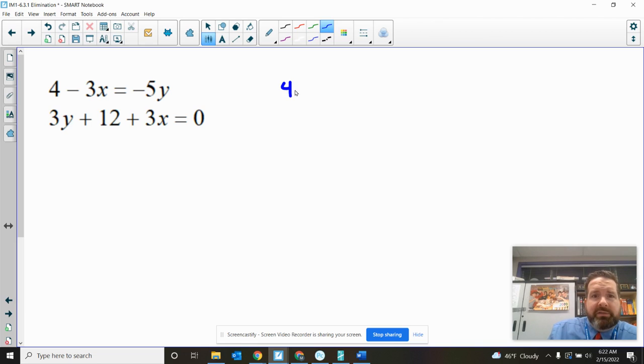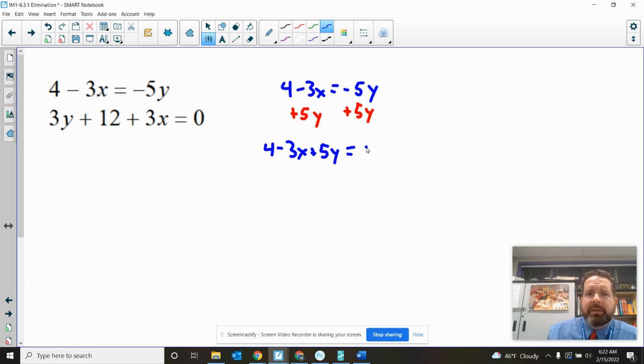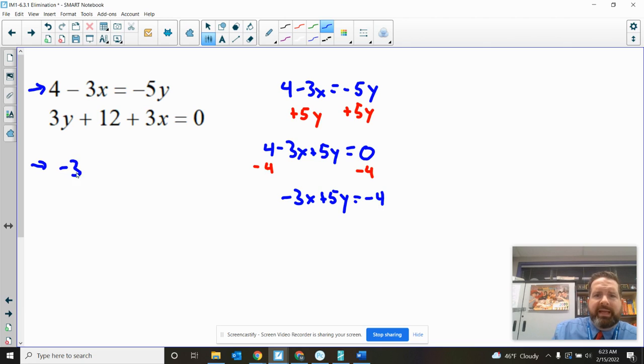So top equation. I would like to get the 5y over here on the left. So plus 5y. So 4 minus 3x plus 5y equals 0. And I'd like 4 to be on the other side. Minus 4, minus 4. Negative 3x plus 5y equals negative 4. Okay. So here is the standard form version of that top equation.